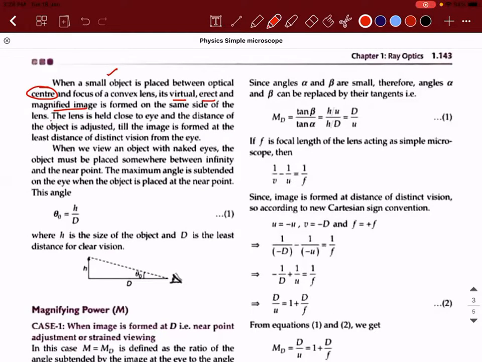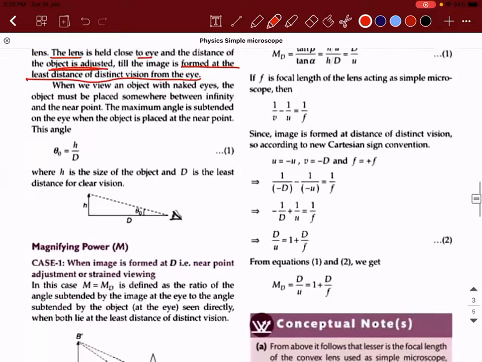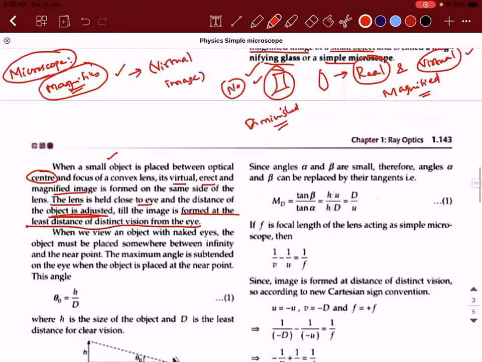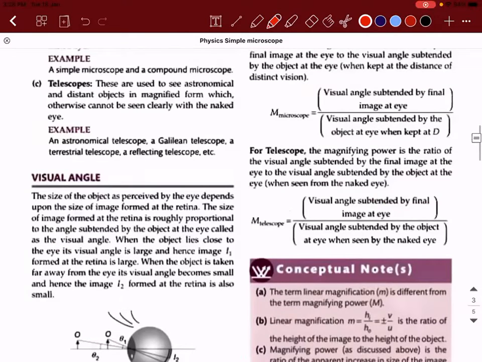So generally what they do is, this lens will be held close to the eye and the distance of the object is adjusted till the image is formed at the least distance of distinct vision. So what they are trying to say is, we are going to calculate the magnifying power of a simple microscope. So what is the magnifying power of a microscope? It is the visual angle subtended by the final image at the eye to the visual angle subtended by the object at the eye when it is kept at the least distance of distinct vision.